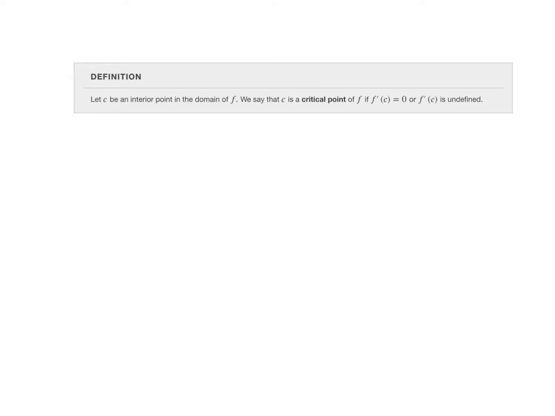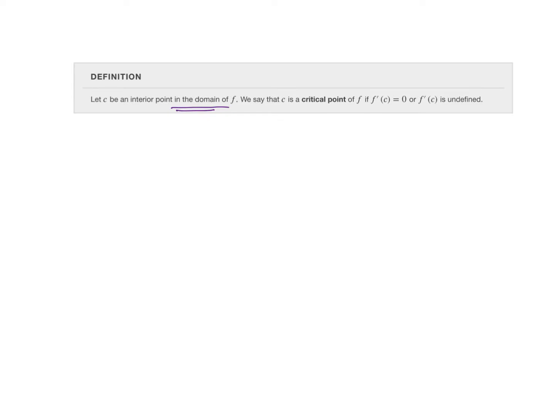It says, let c be an interior point in the domain of f. We say that c is a critical point of f if f prime of c equals 0 or f prime of c is undefined. The key that I want you to be aware of is that c must be in the domain. That means that the original function should be defined at that point c. So let's go ahead and look at a couple of examples.